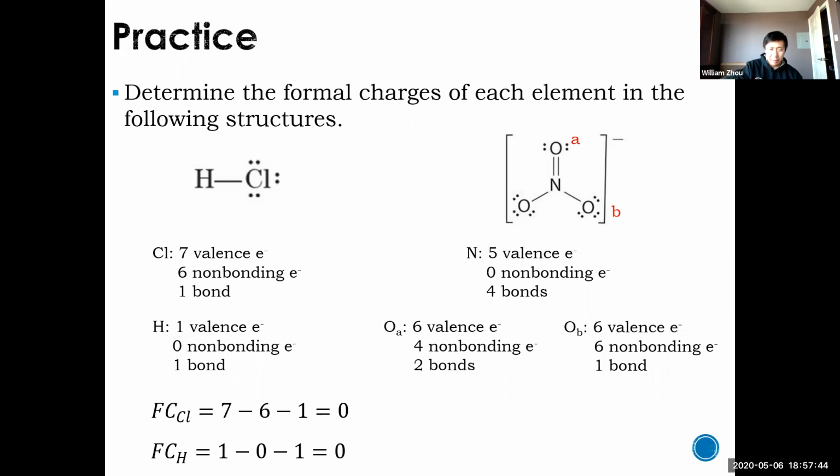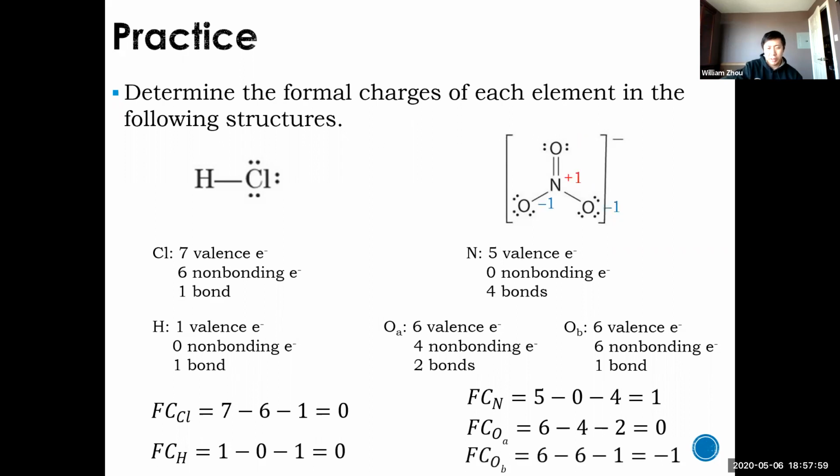So if you do the math, for nitrogen, it's 5 minus 0 minus 4, and that is positive 1. For the oxygen with the double bond, it is 6 minus 4 minus 2, that's a 0. And lastly, for oxygen with the single bond, 6 minus 6 minus 1, you have negative 1. So in this particular example, you don't have zeros across the board. So nitrogen has a +1 formal charge. The 2 oxygens that have a single bond, they have -1 formal charges.